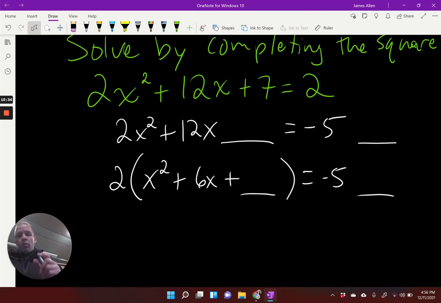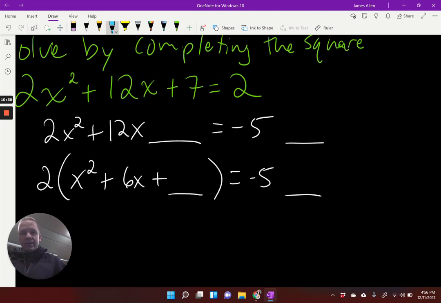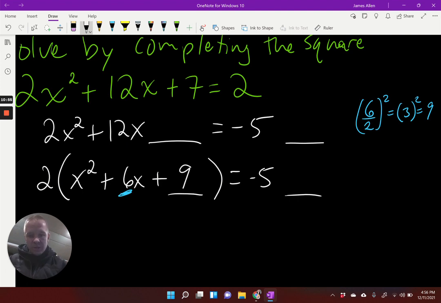I need to figure out what to add to both sides. So I'm going to do a little side work over here. I'm going to take this b value, which is 6, divided by 2, and I'm going to square that. That's going to be 3 squared, which is 9. I like to write all that out because it helps me when I'm doing the factoring later on. So 9 is what goes here.